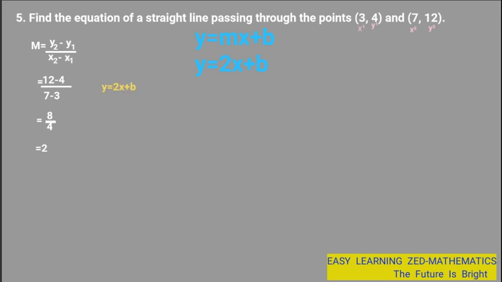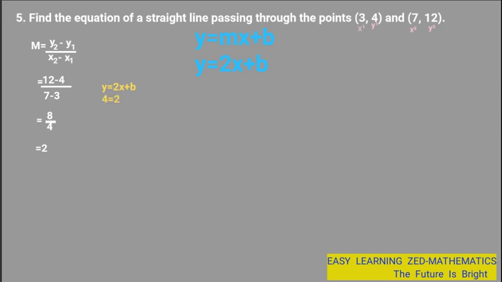Once we have done that, the next thing we're going to do is replace y and x by the points given. We can either use the first coordinates, which is 3 and 4, or the second one. Both of them are going to give you the same answer. So we're going to use the first one, which is (3, 4). I'm using x1 and y1. Where there is y, I'm going to put 4, and then I'm going to write equal to 2.